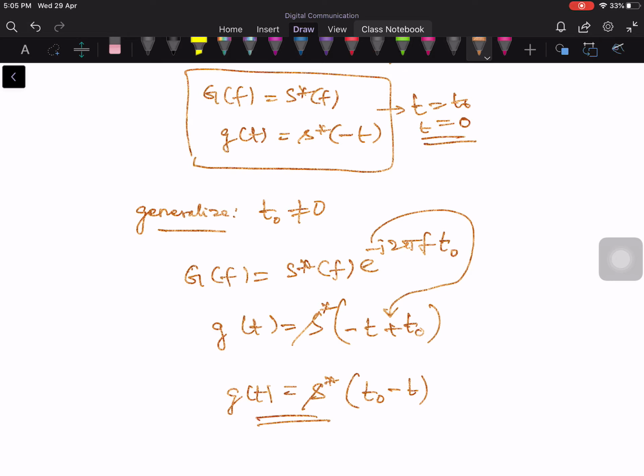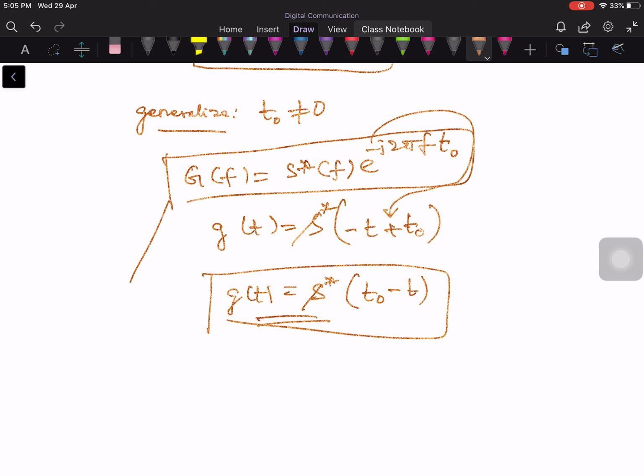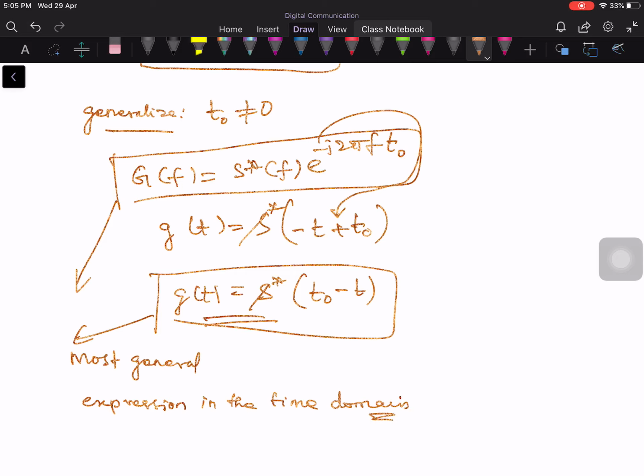That means, for an arbitrary sampling instant, this is the most general expression. Okay. Most general expression for matched filter in the time domain and frequency domain. If somebody comes and says that you are doing the sampling at t naught equal to 0, then you'll get back the previous expression.